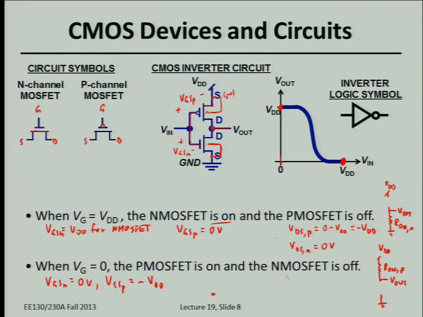But then notice that the VDS for the NMOSFET is equal to VDD. And VDS for the PMOSFET is 0. So the key point here I wanted to emphasize is that when a transistor is off, it should conduct ideally no current.